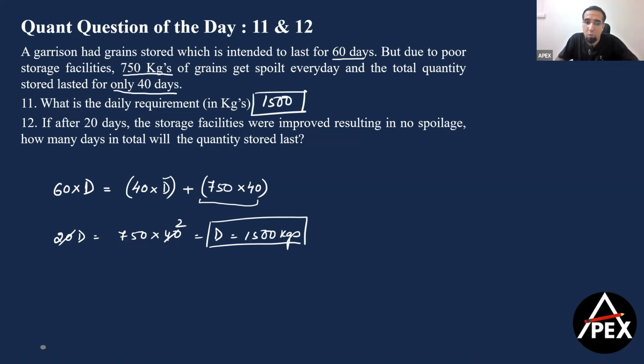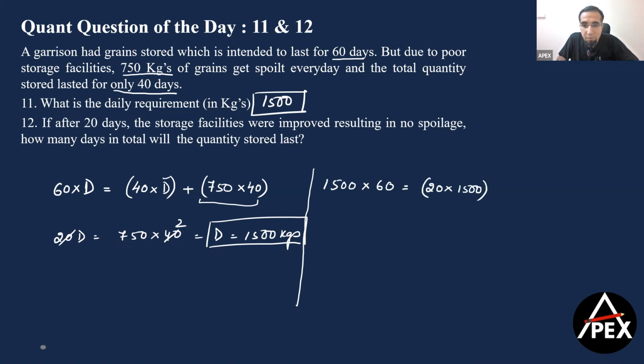For the 11th question. Now, the 12th question says, if after 20 days the storage facility was improved, right? Now, for how many days will the total goods last? Clear? So if I'm talking about after 20 days, the storage facility was improved. Now, the simple logic is we know that every day we needed 1500 kgs, and we initially planned to keep 60 days of ration. Clear? Now, what happened here? For the first 20 days, what did we do? We ate 1500 per day.